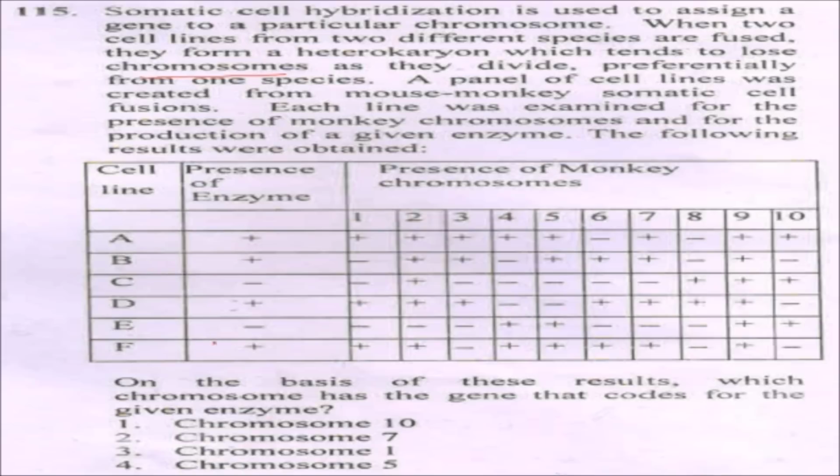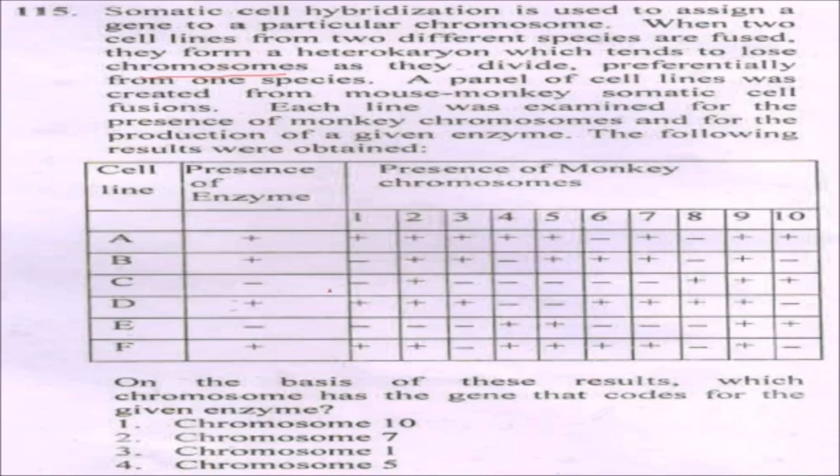Each line was examined for the presence of monkey chromosomes and for the production of a given enzyme. So here the plus is showing that the enzyme is produced, negative is showing that the enzyme is not there, and the presence of monkey chromosomes 1 to 10 is shown, where plus shows that the chromosome is present. Cell line A is producing the enzyme. Now we have to find out the chromosome which is responsible for the enzyme production.